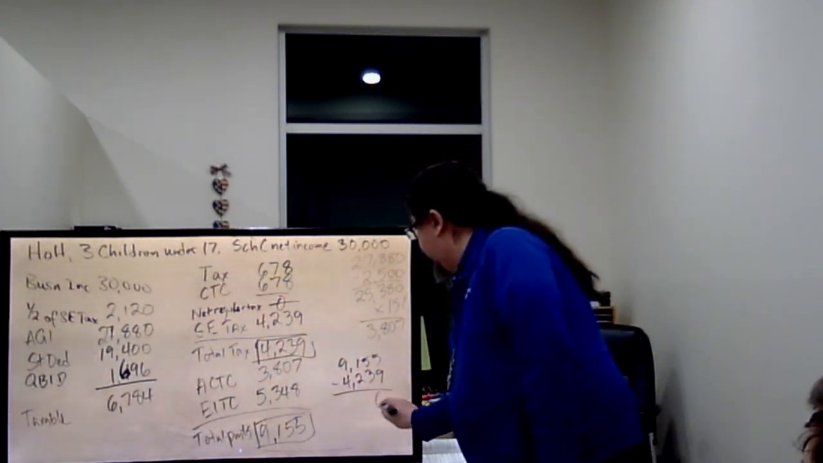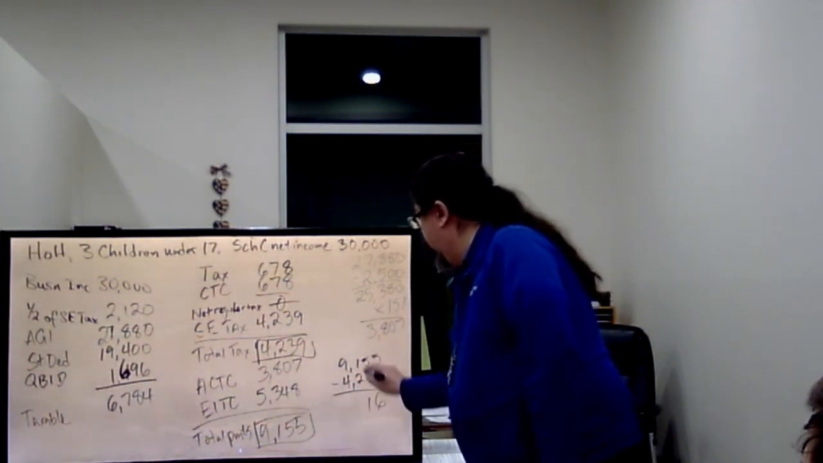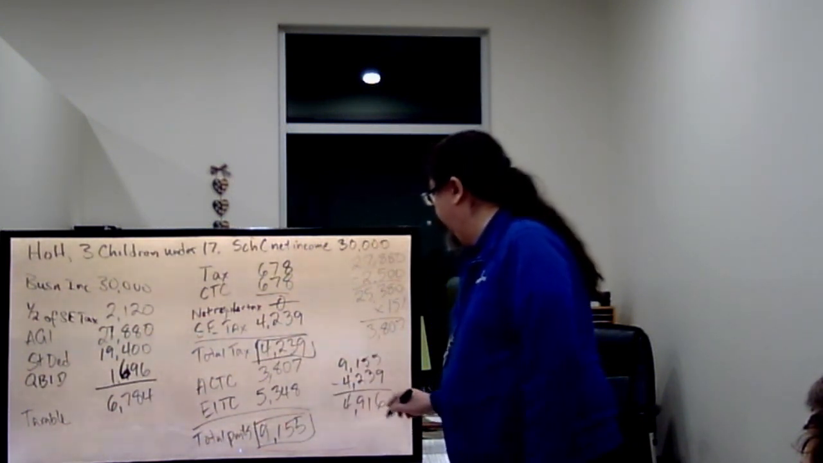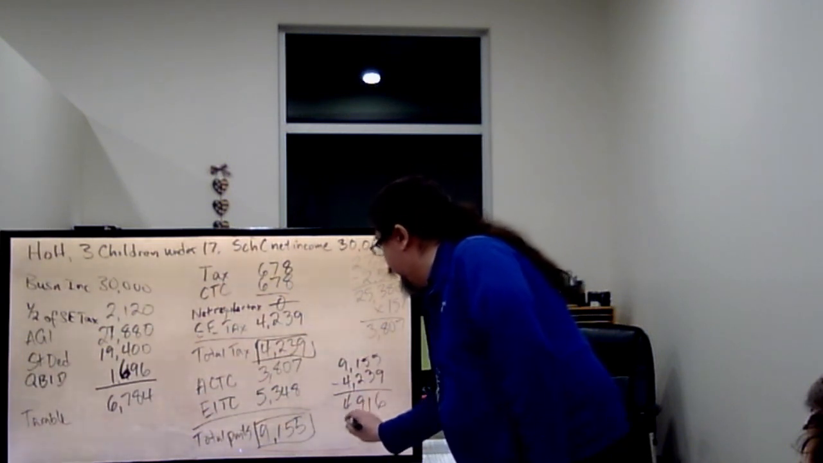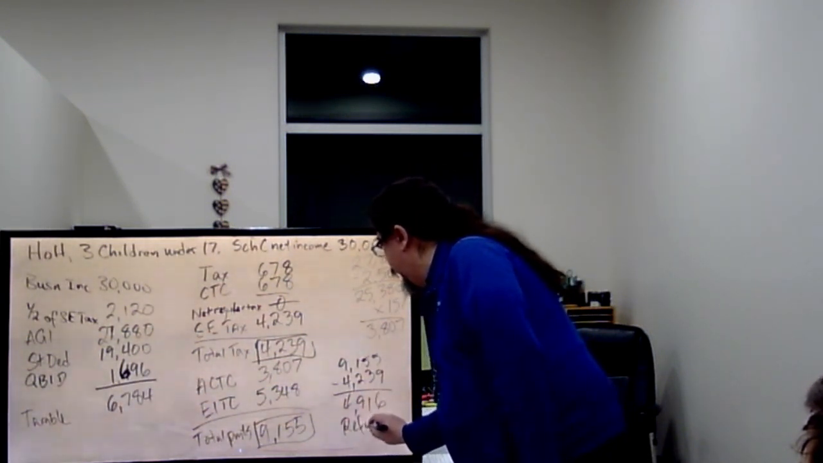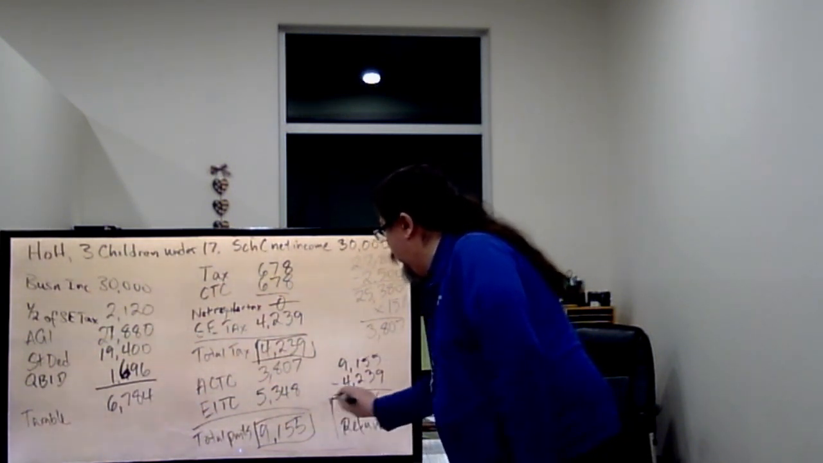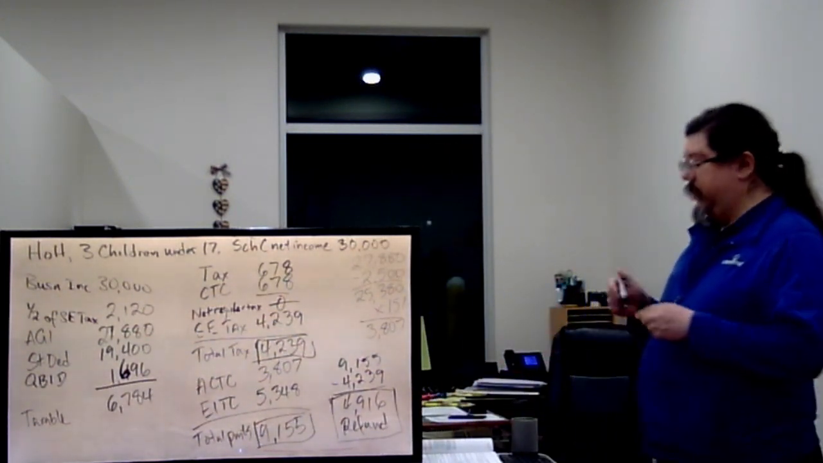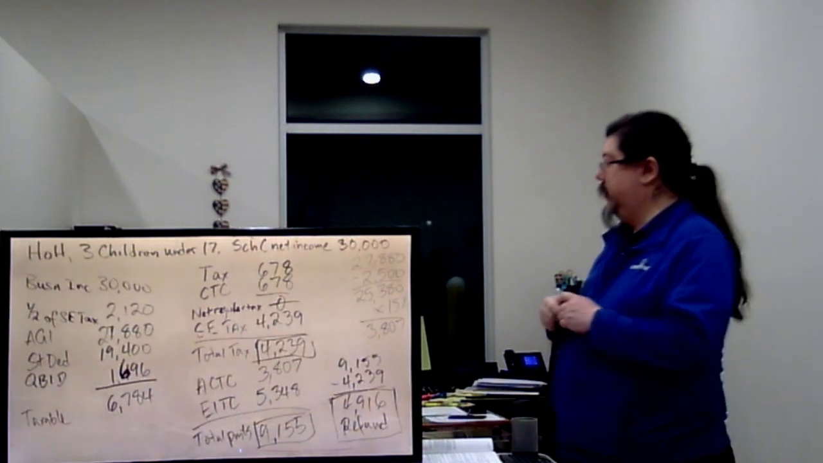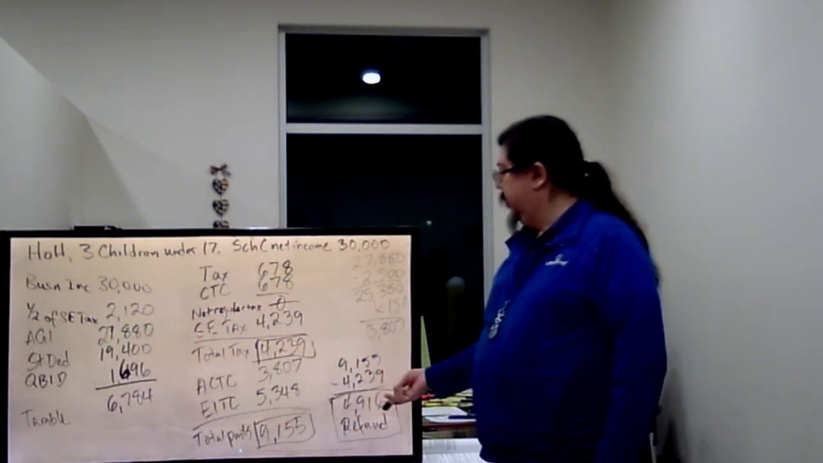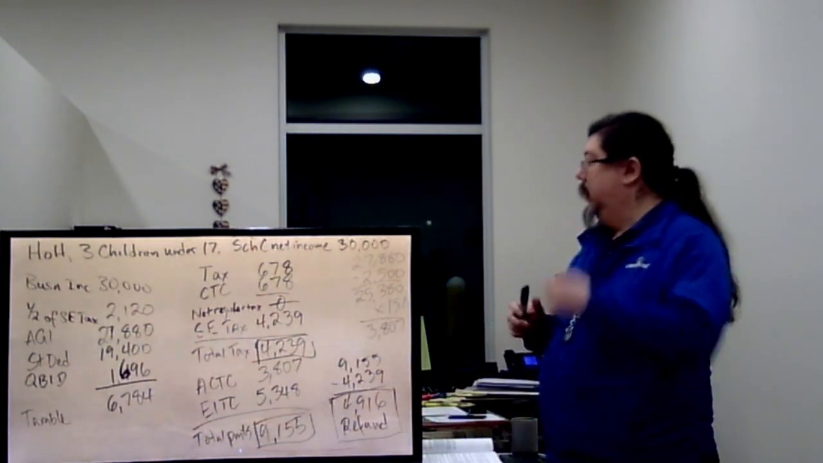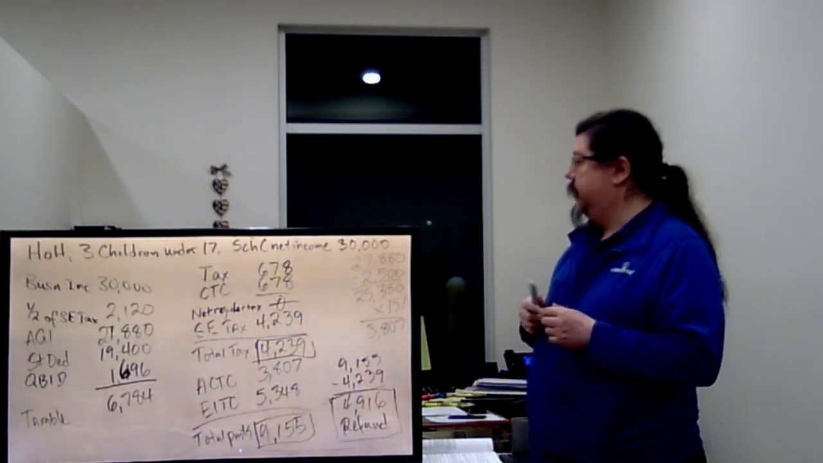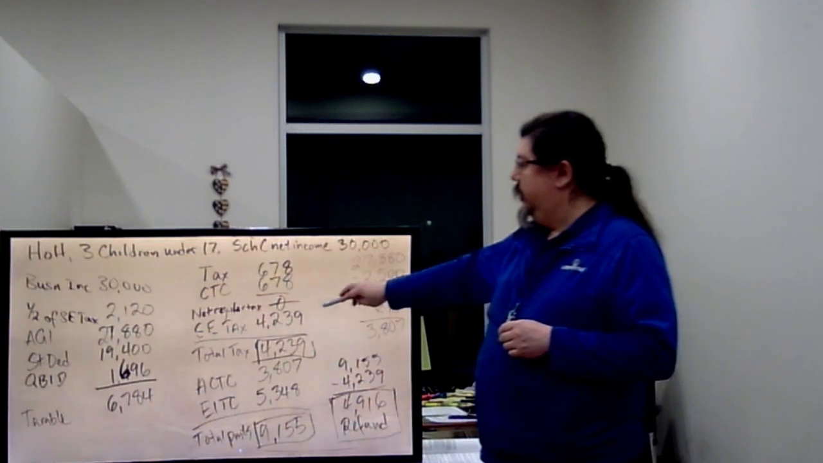Five minus 9 is 6. 4 minus 3 is 1. 1 minus 2 is 9. And 8 minus 4 is 4. $4,916 refund. So her child tax credit and earned income credit was enough to pay off her self-employment tax and still have some left over. So hopefully that answers your question.